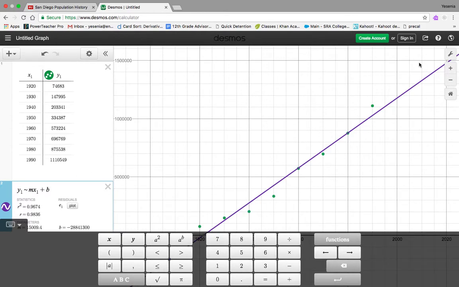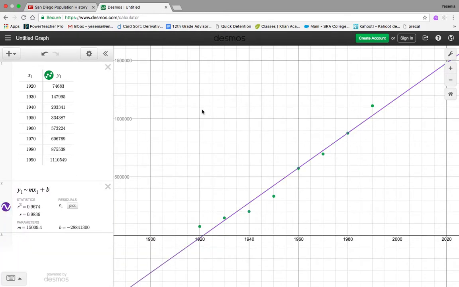Here's our linear model. It creates a best fit linear model for our data points. We're going to take a look at this r squared value, but the cool part is it gives you the equation. It gives you the slope right here, the m, and it gives you the b right here. The b would go right here.